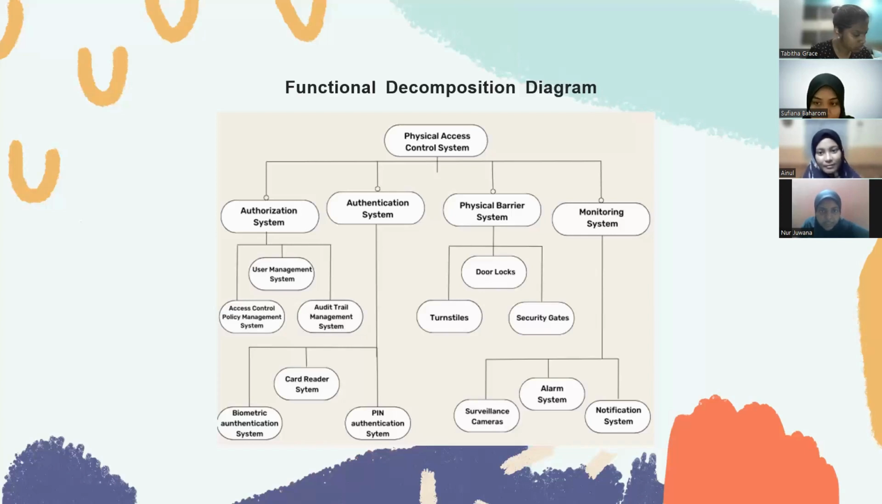system, and audit trail management system. For the second function, which is the authentication system, we have 3 sub functions: card reader system, biometric authentication system, and PIN authentication system. For the third one, the physical barrier system, the sub functions are door locks, turnstiles, and security gates. The last one is the monitoring system. The sub functions for the monitoring system are alarm system, surveillance cameras, and notification system.